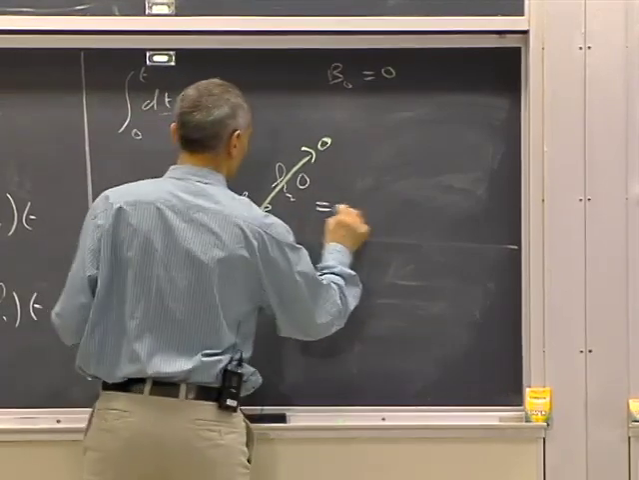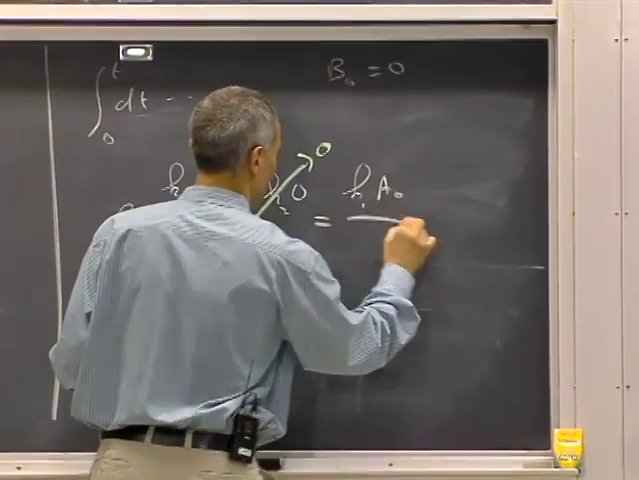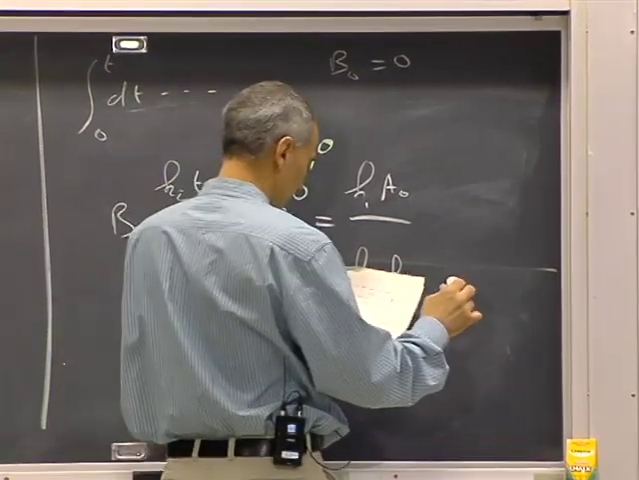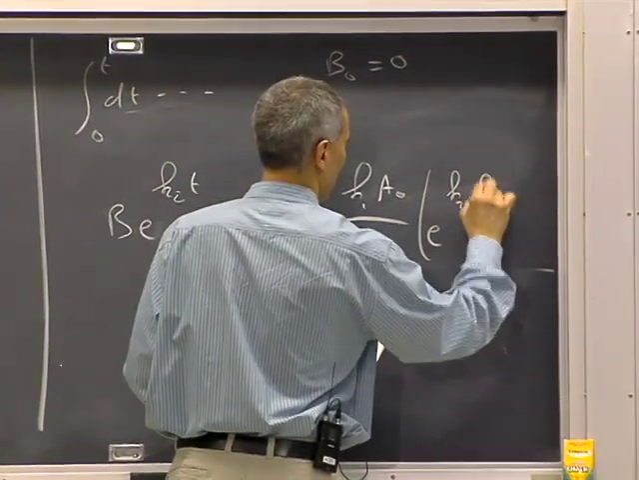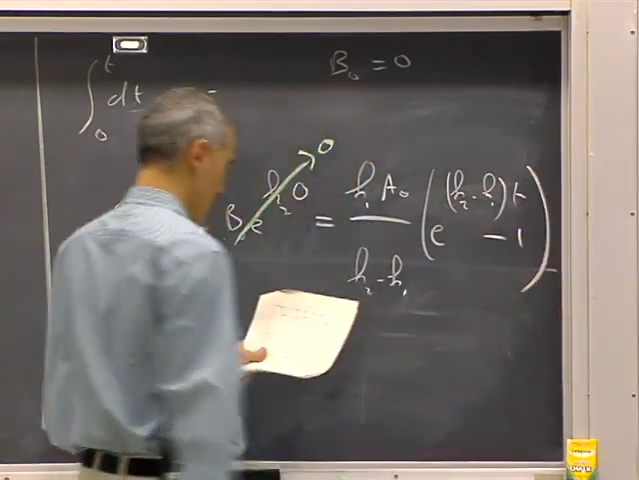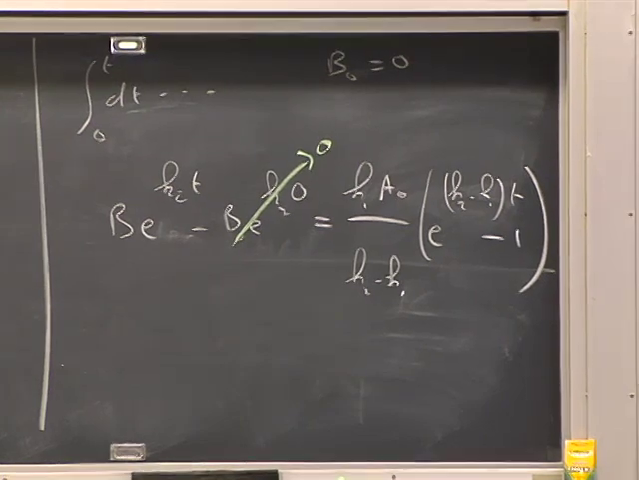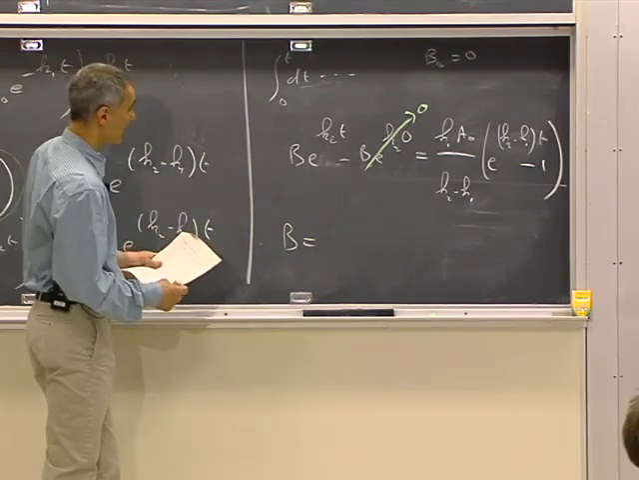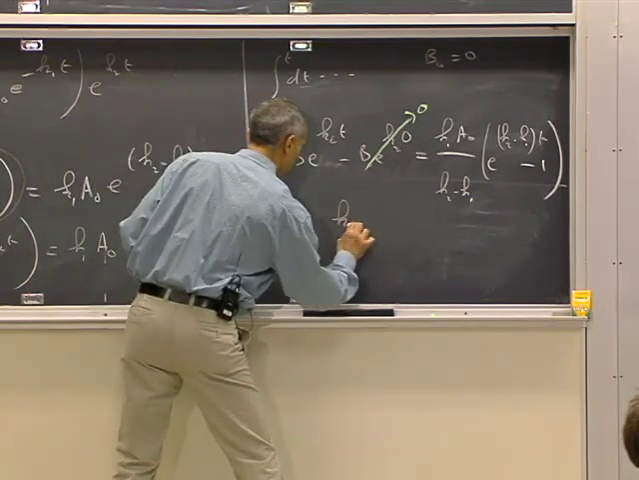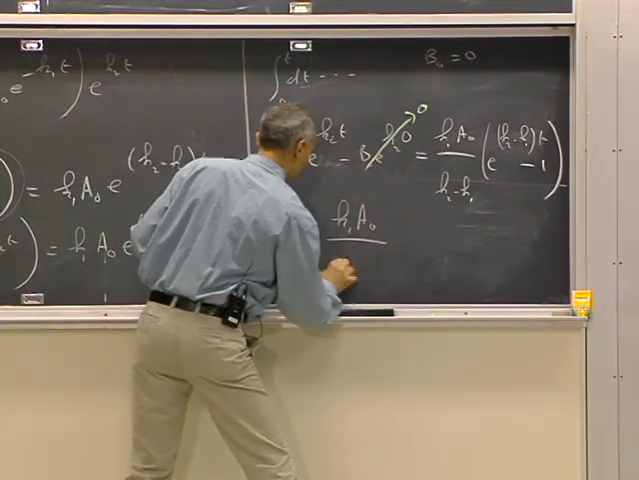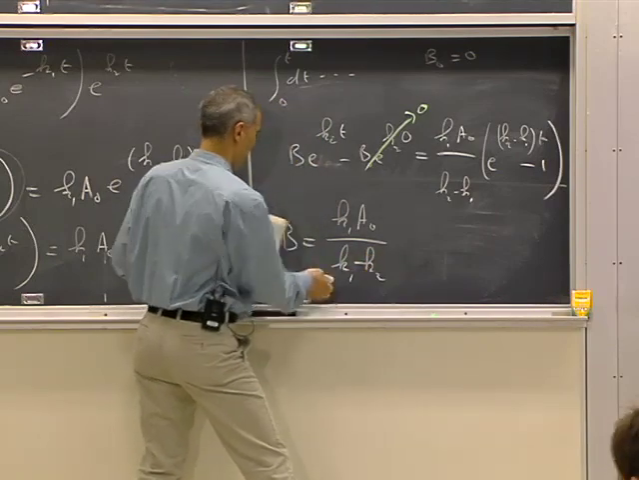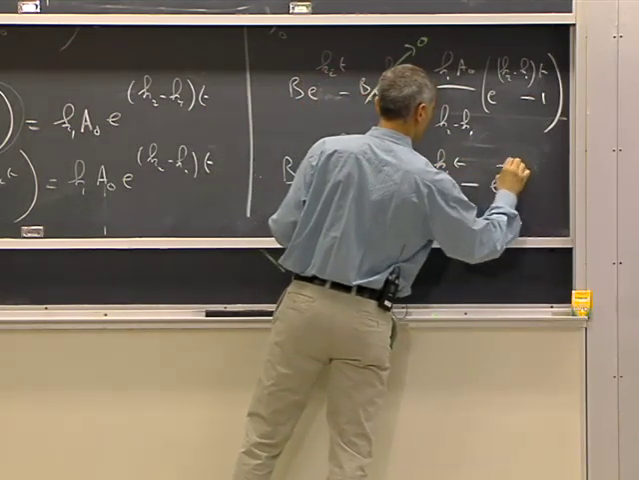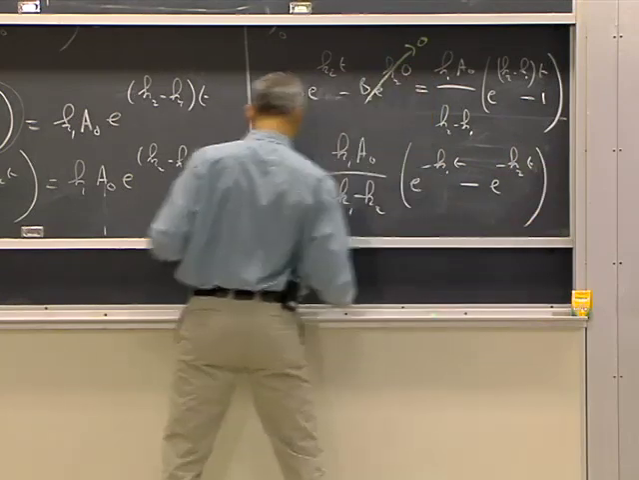And then we have the equal sign. On the other side, we have k1 A naught over k2 minus k1. It's just the integral of this thing here, where the k2 minus k1 goes in the denominator, e to the (k2 minus k1) times time, minus 1. So now you have your integral form for the amount of B that gets created at any time. And I want to keep that on the board because I'm going to use it later: k1 A naught over k1 minus k2 times e to the minus k1 times time minus e to the minus k2 times time.